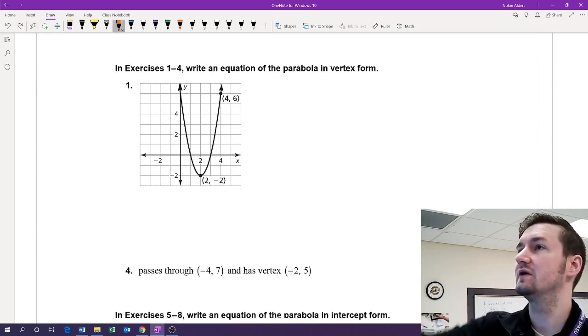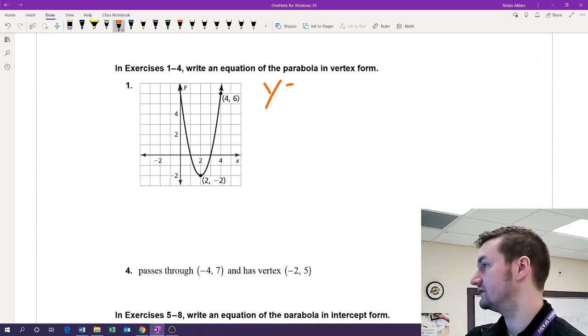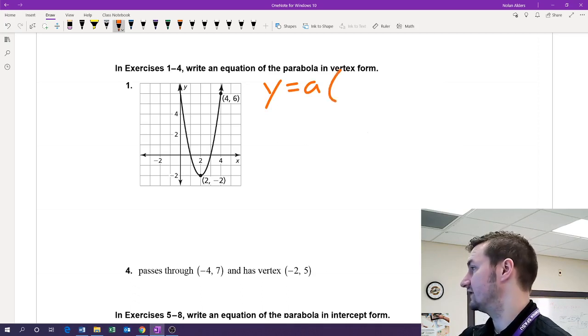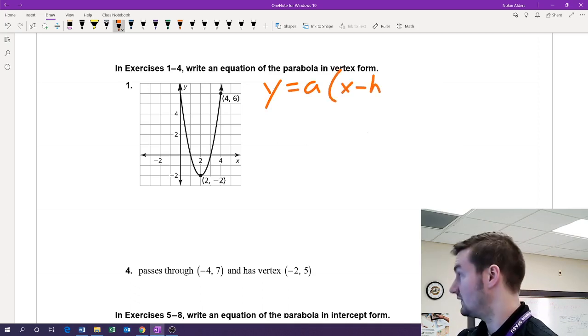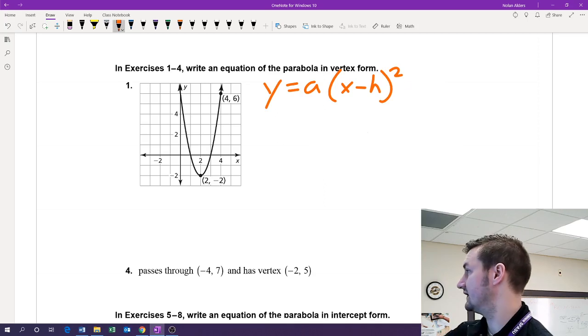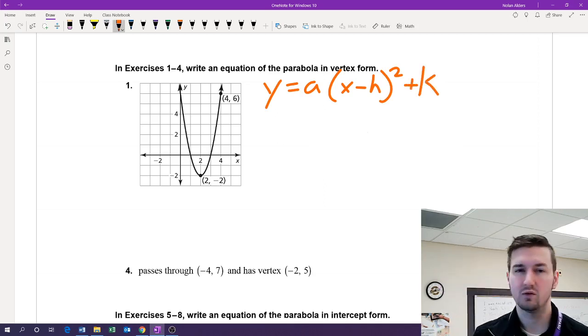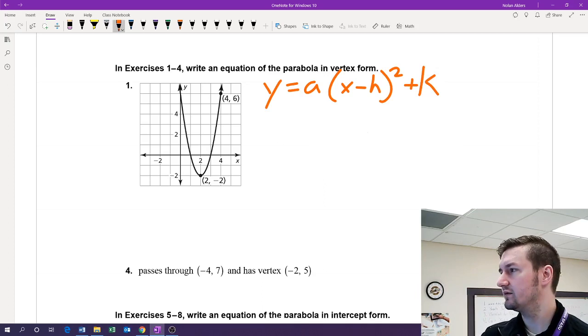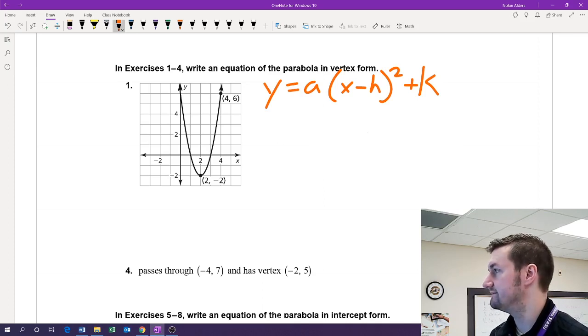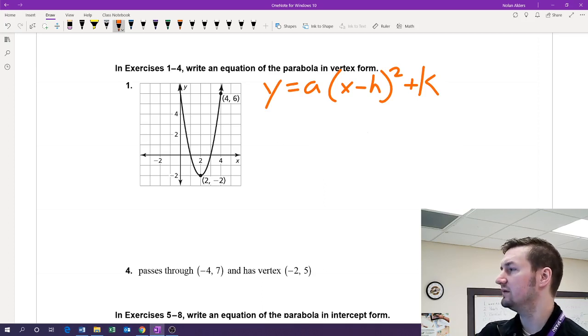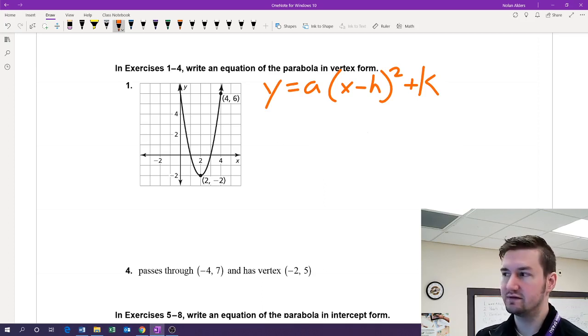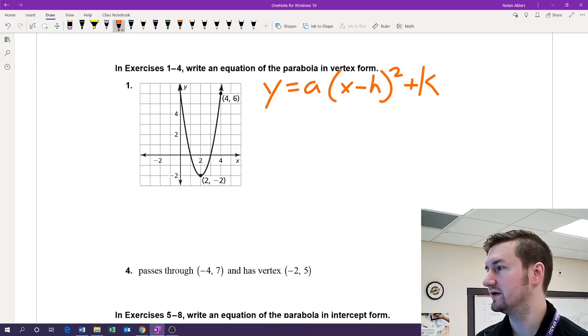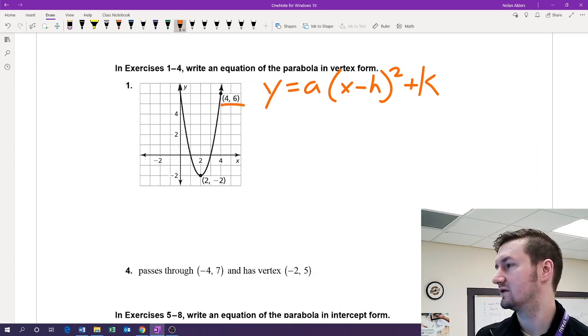So our vertex equation is y equals a times (x minus h) squared plus k. Now here's the thing. In these equations, we're going to be able to know what h and k are, because that's just the vertex. And we're going to be able to know what y and x are, because we can just substitute y and x with our random point. In this case, it'd be that (4, 6).